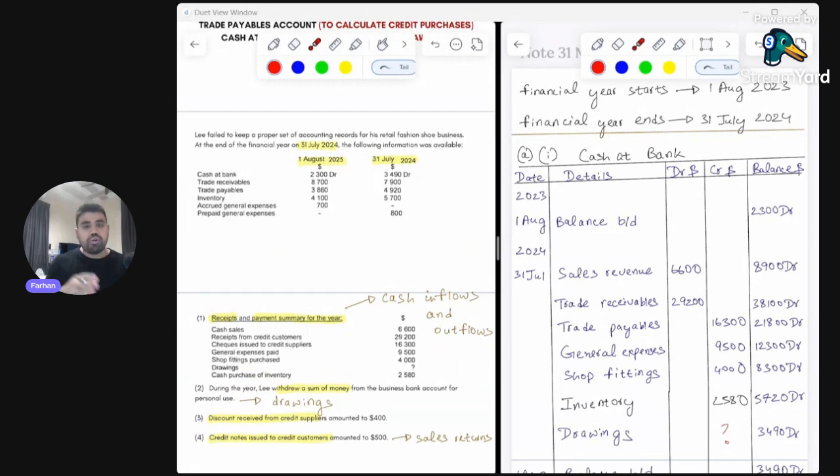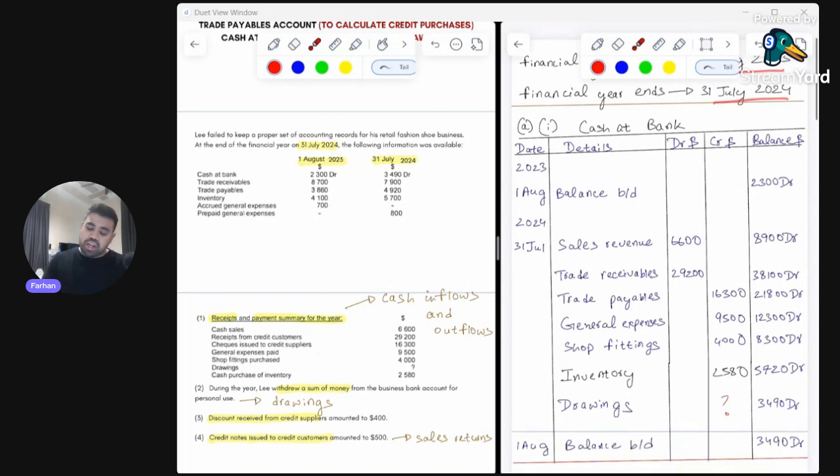So let's have your attention to the right hand side where we have got all the workings. First of all, we understand that we are working with a business where the financial year starts on 1 August 2023 and ends on 31 July 2024. So in between these 12 months, whatever transactions have happened is what we are going to look into. So here we have a ledger account already prepared in advance for the cash at bank, which is constructed using the usual 5-column format, starting with the date in the first column, followed by the details in the second column. Then we have got the respective debit and credit columns, followed by lastly the net balance column.